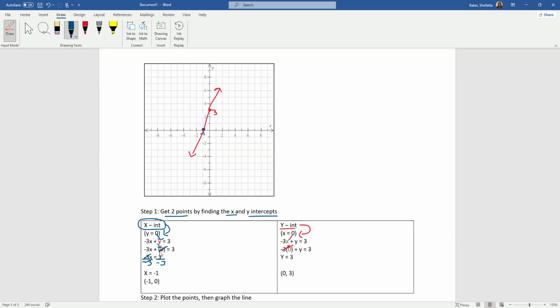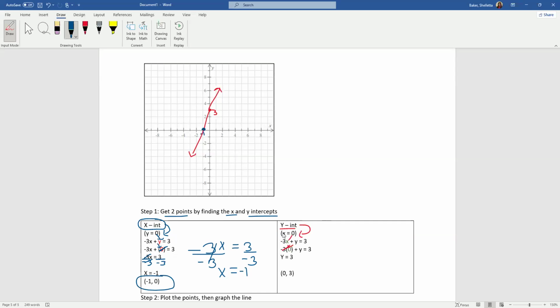That 0 crosses out, and we're left with -3x equals 3. We divide both sides of this equation by -3, and we get x equals -1. So we'll cross through the x-axis at -1. However, that ordered pair is -1, 0. We go up here and we plot -1, 0 on our x-axis.